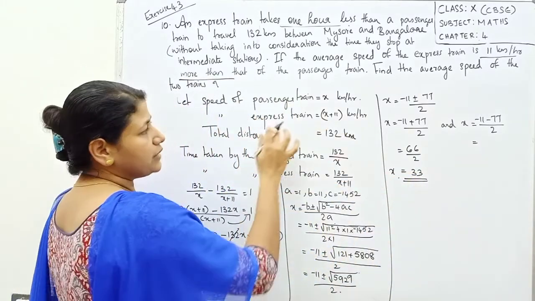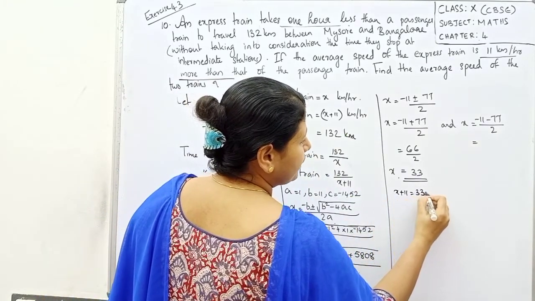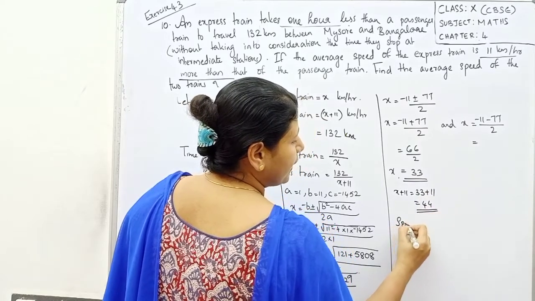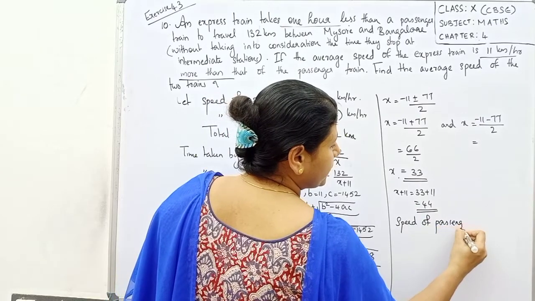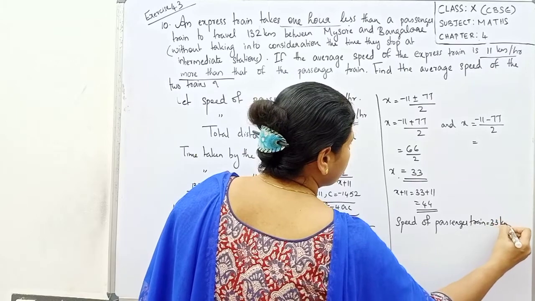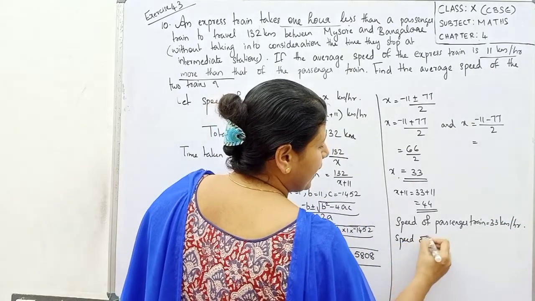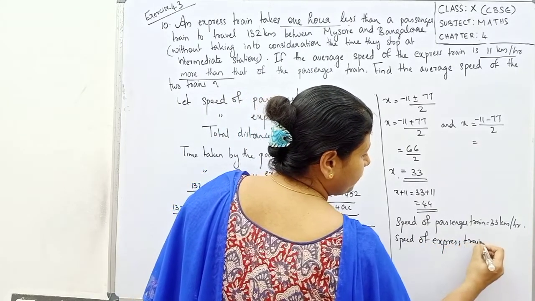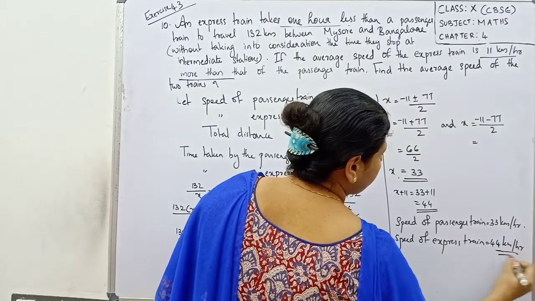Then what of the speed of the express train, which is x plus 11, that can be taken as 33 plus 11, which is equal to 44. So we can write speed of passenger train equal to 33 km per hour and the speed of express train as 44 km per hour.